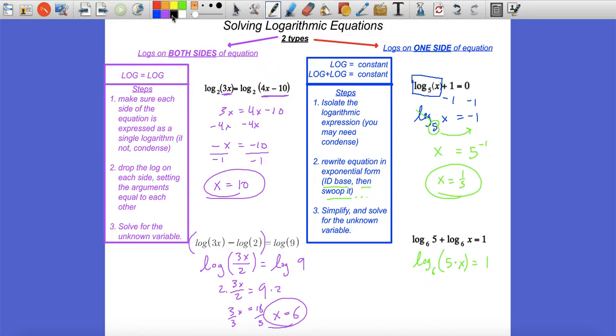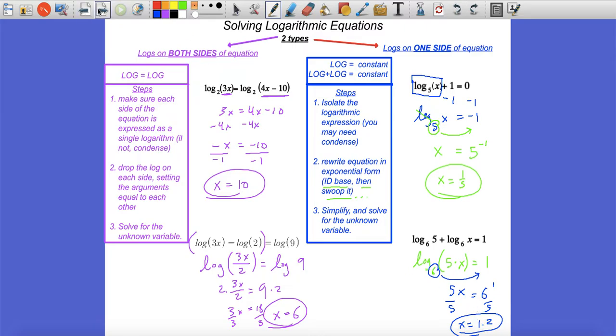Okay, well now that we have our expression isolated, we can now rewrite our equation in exponential form. So bring our 6, swoop it, make it 6 to the first power equals 5x. And now that's 6, so we can just divide by 5. So x equals 1.2. And we're done. So that's the basic idea. You can say 6/5 or 1.2.